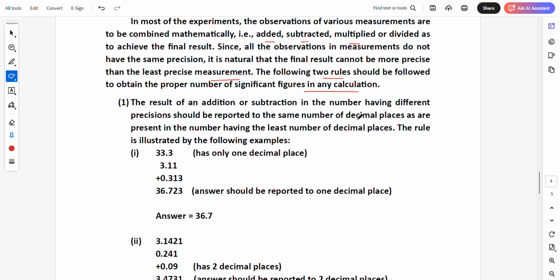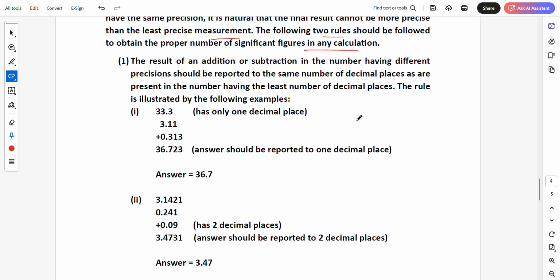The following 2 rules should be followed to obtain the proper number of significant figures in any calculation. This is very, very important. They may ask in the examination. One problem may be there. First we will see addition or subtraction. The result of an addition or subtraction in numbers having different precision should be reported to the same number of decimal places as are present in the number having the least number of decimal places.